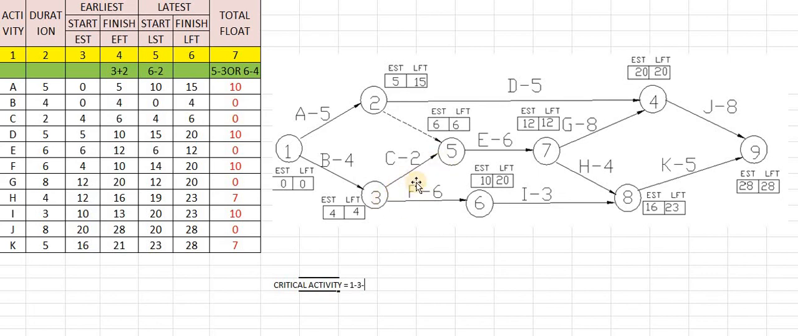C. C is 3 to 5. That means the next number is 5. Next, yes, E. E is 5 to 7. Then next is G. G is connected with this 7 to 4. Serial numbers may change; they are just numbers. What is next? Last, J. J is nothing but 4 to 9, and its value is 28, which we have already calculated.